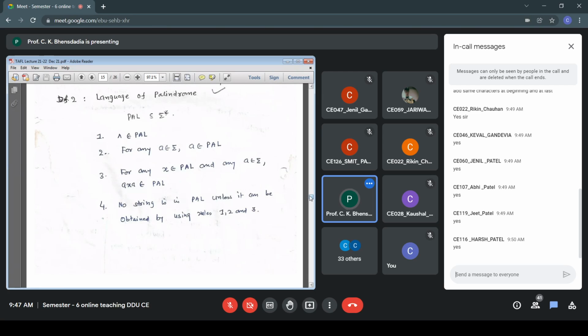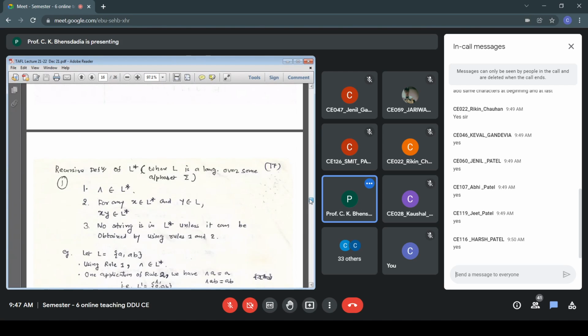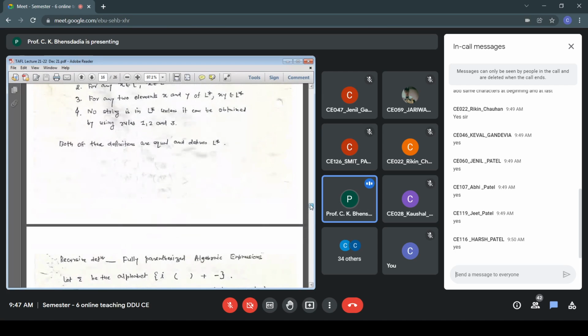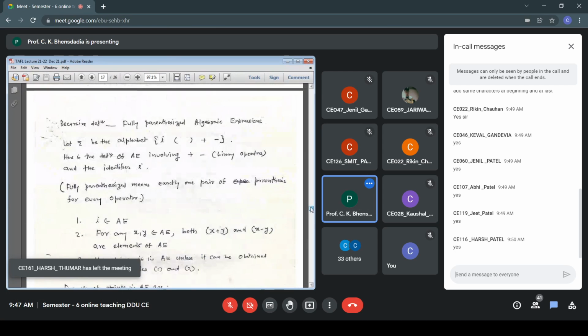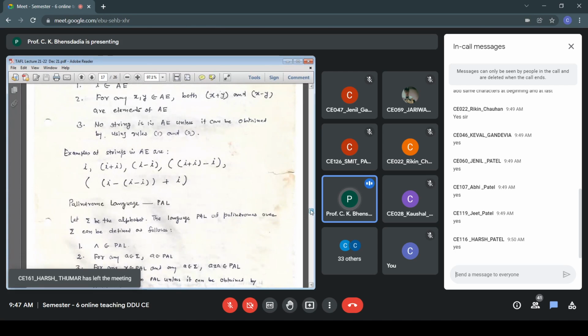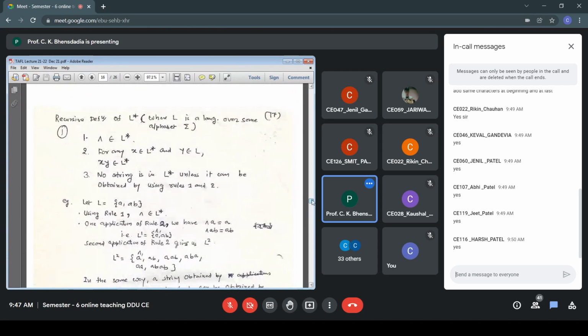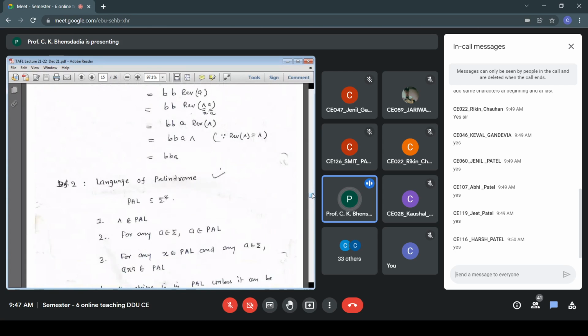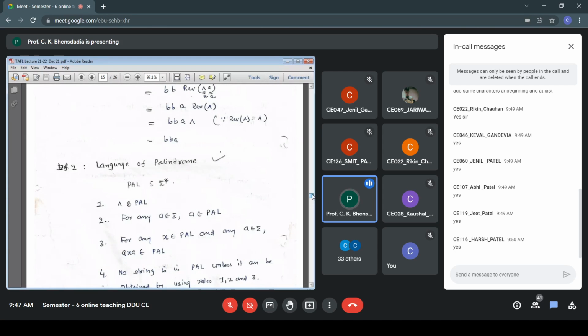Next we take, let's see what comes next. Okay, recursive definition for L star we will take. Let me see if there is anything else. Okay, let us follow the same sequence. Recursive definition for, yeah, palindrome.